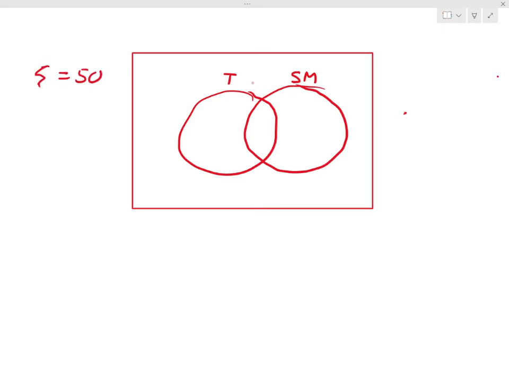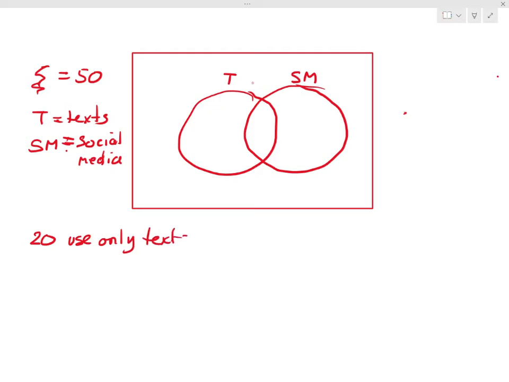So how many people can we ask all together now? We're going to have 50 people. That's that chi thingy. T stands for text. SM stands for social media. It's an old style question. Things have moved on so quick. So 20 use only texts, 8 use only social media, and 17 use both.